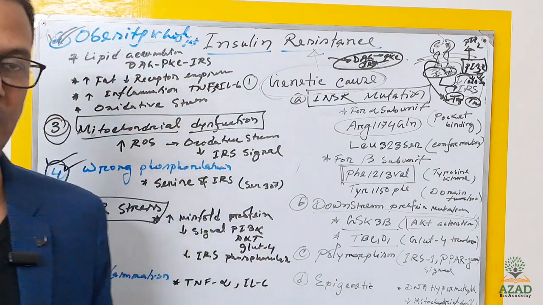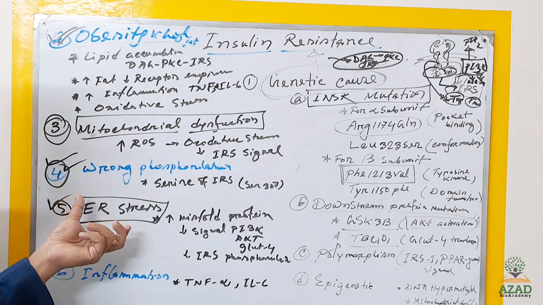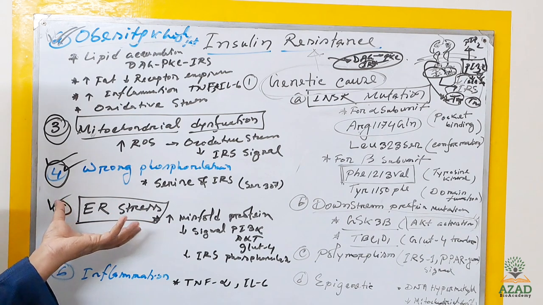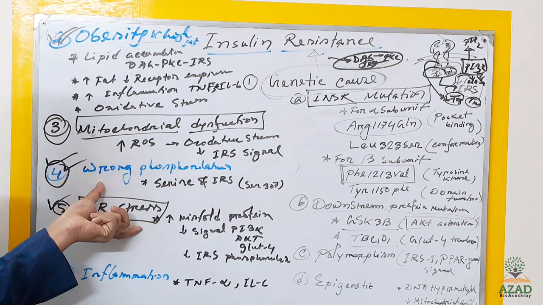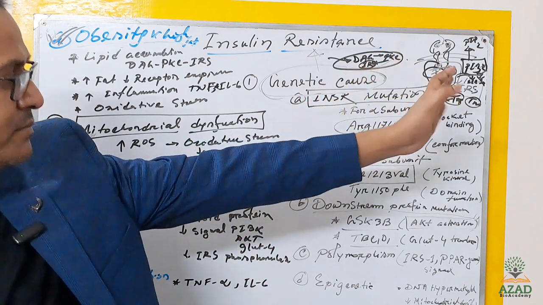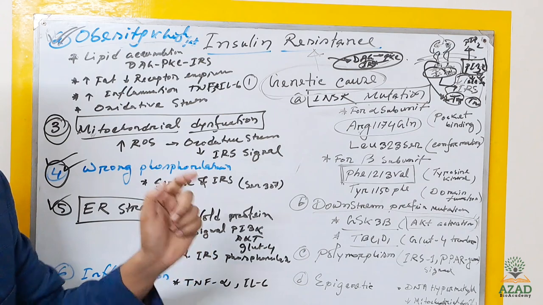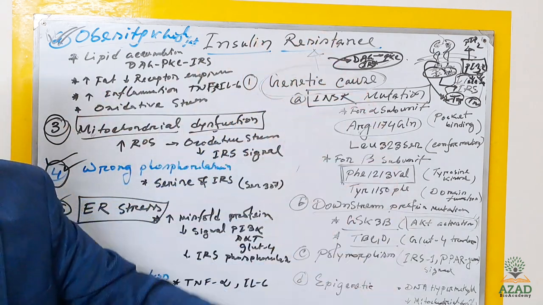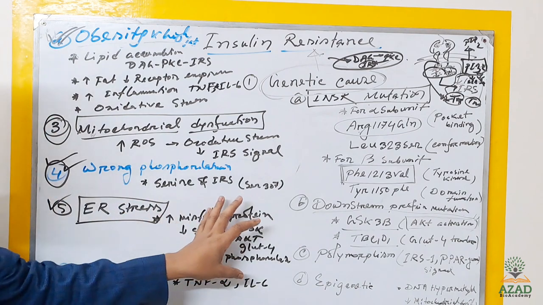That is the problem. So one of the major problems is endoplasmic reticulum dysfunction. Okay, so this is the major issue. So this endoplasmic reticulum misfolded protein can hamper the PI3K, it can hamper AKT, that is protein kinase B, or it can hamper the GLUT4 translocation. Okay, so this is the factor that matters.